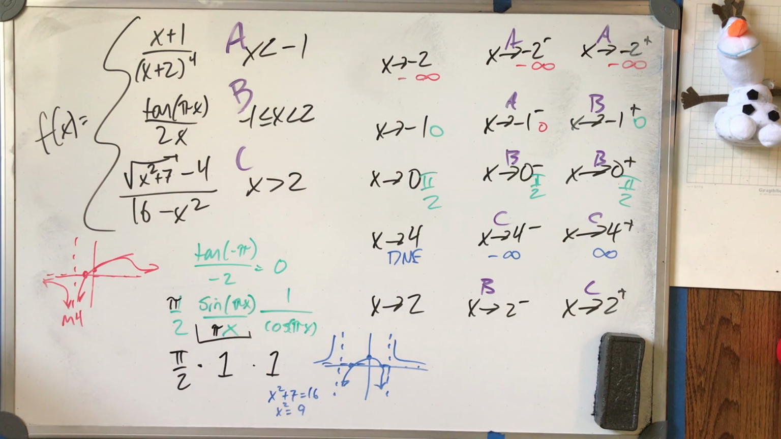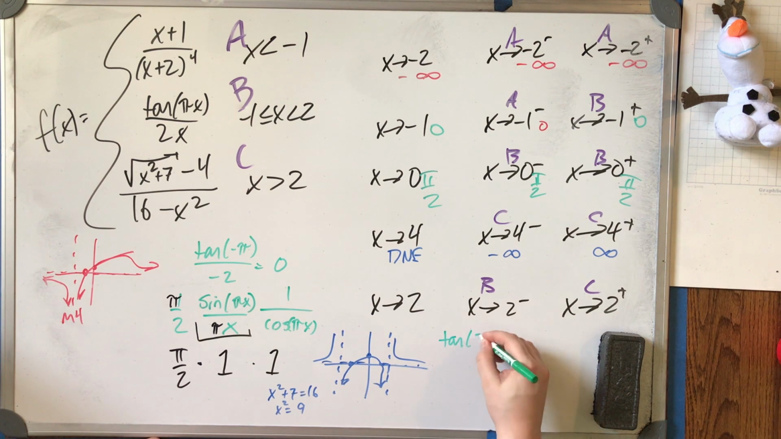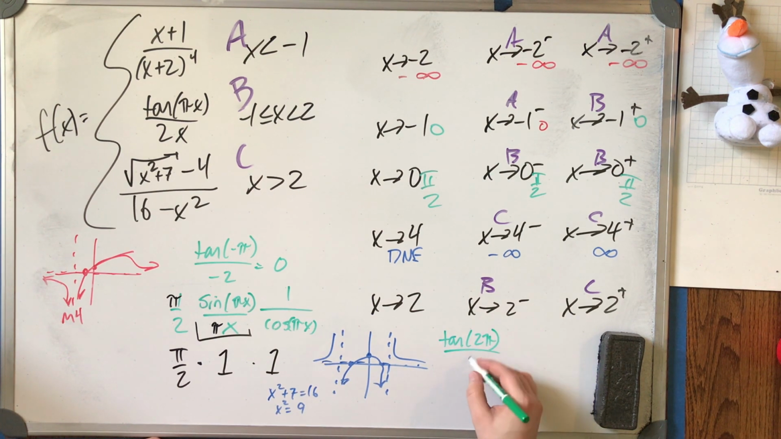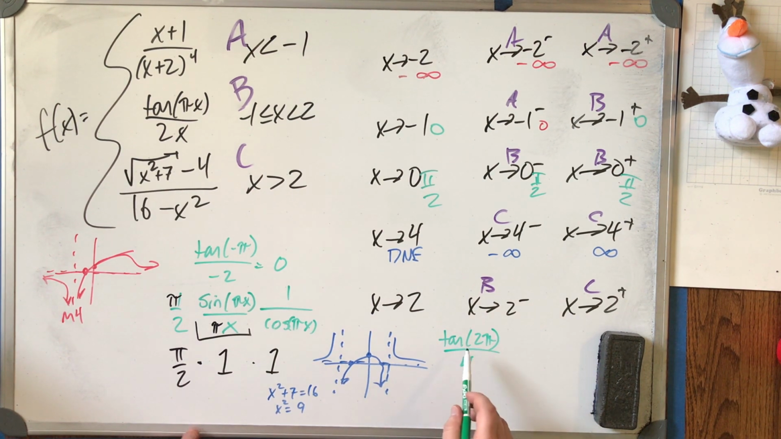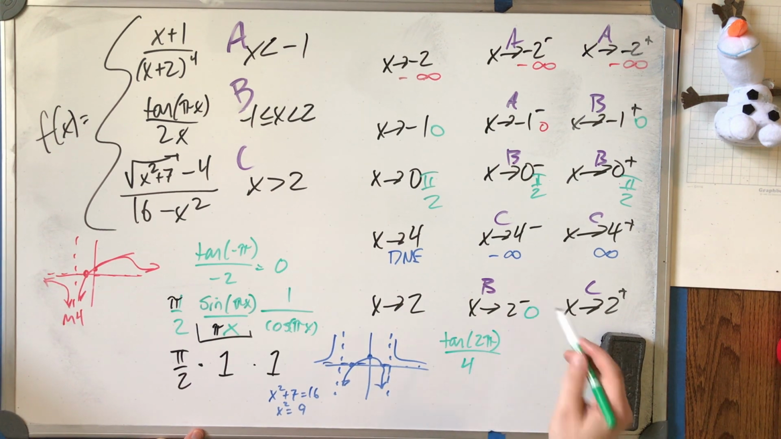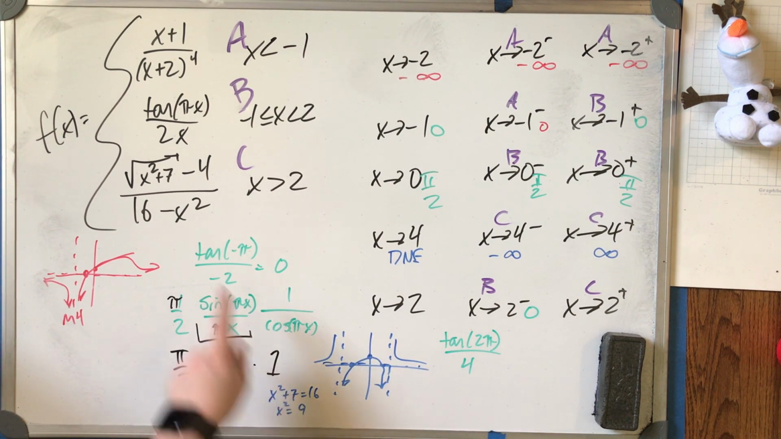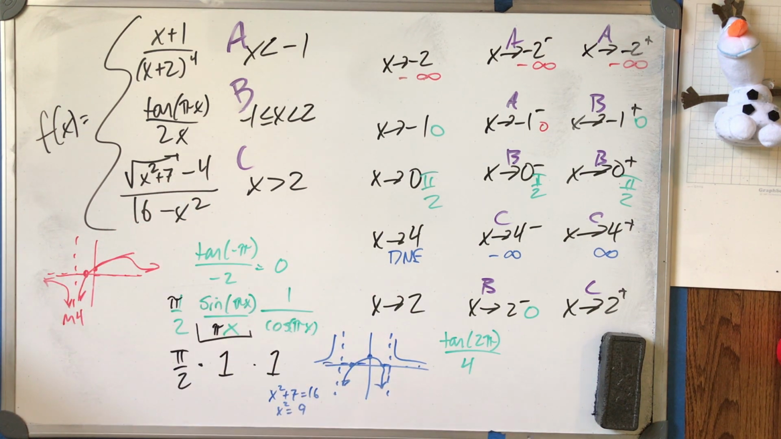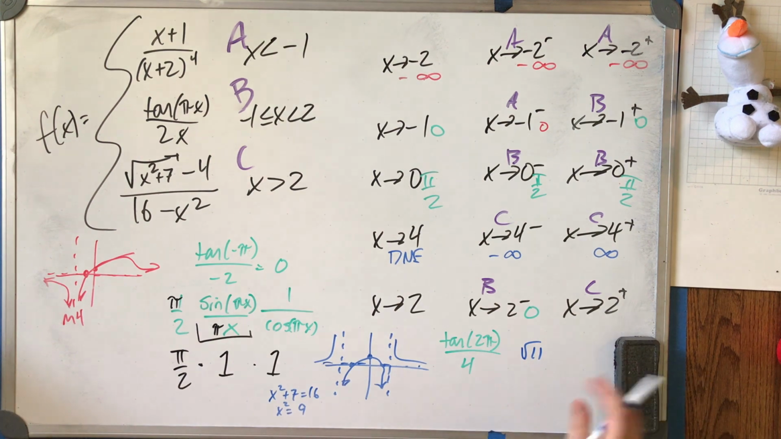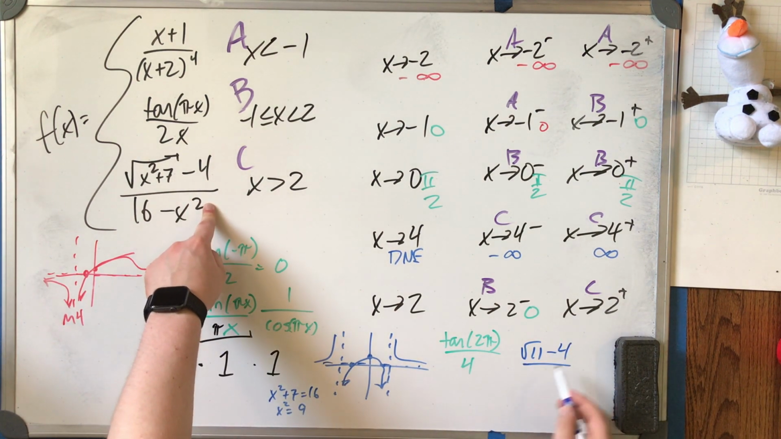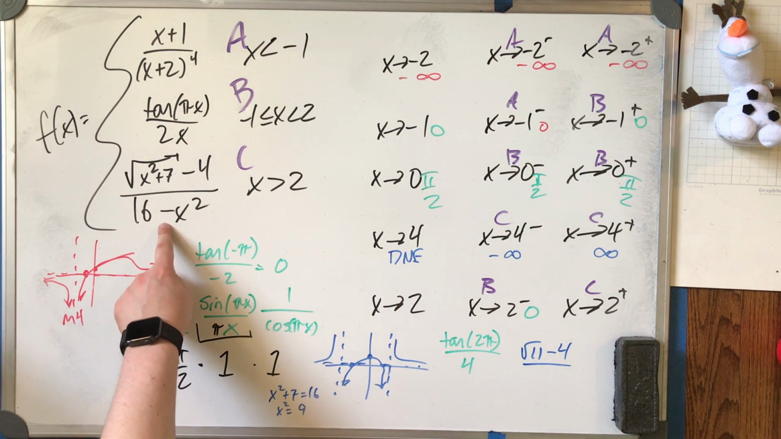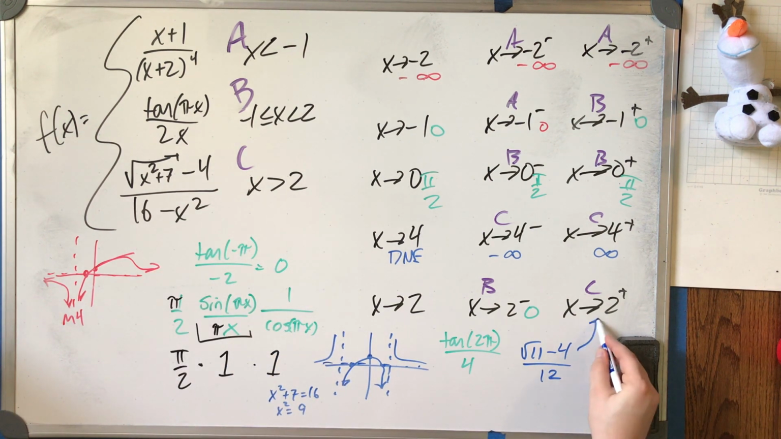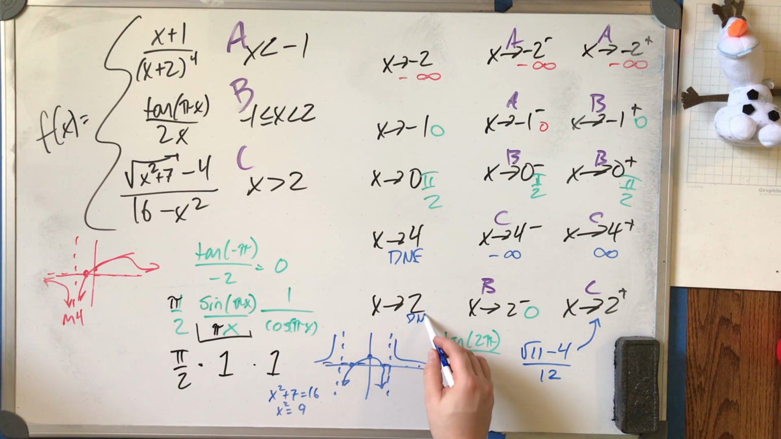If I plug in 2 for this, okay, so that will give me tangent of 2 pi over 4. So tangent of 2 pi, that's 0. Okay, so that one's 0. Now let's plug in 2 into this guy. We'll get, let's see, 4 plus 7, that's the square root of 11, and then minus 4 all over 16 minus 4, so that's 12. So that's what that one's going to be. Those are not the same, so this limit does not exist. There you have it.